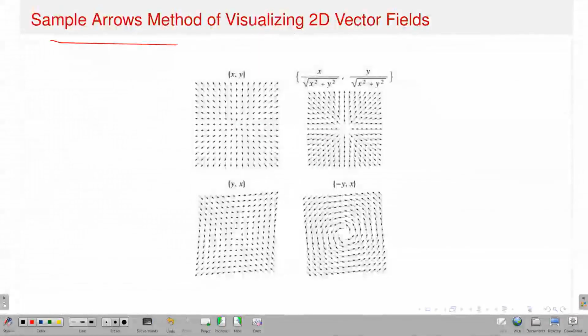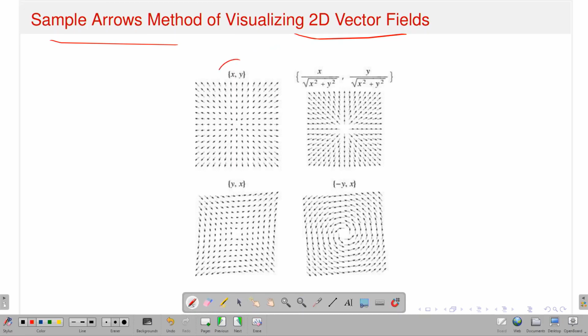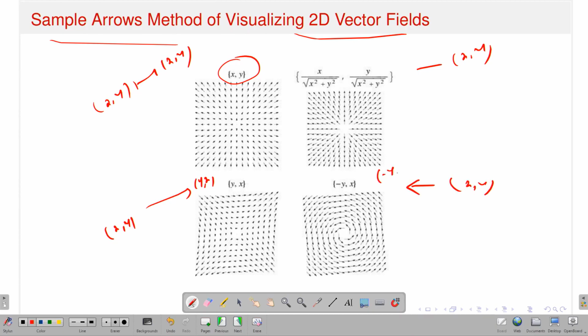Now, sample arrows of two-dimensional vector fields. This time again I have too many samples. For example, if I have a vector field which maps x comma y to x divided by square root of x square plus y square and y divided by square root of x square plus y square, so therefore, oh sorry, no, this is not the case. This is wrong actually. What I am saying is that this is the vector field: x comma y maps to x comma y. This is the one, x comma y maps to y comma x, and this is the one, x comma y maps to minus y comma x.